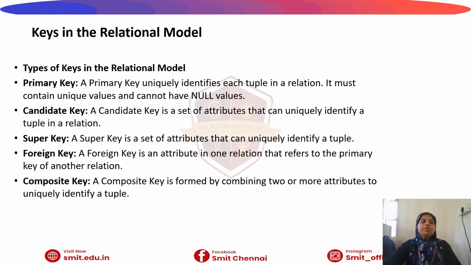Next is super key. The super key is a set of attributes that uniquely identify a tuple. And the foreign key is an attribute in one relation that refers to the primary key of another relation. Okay. So in a table, many foreign keys can be used, but for one table, the primary key is set only once. And next is composite key.